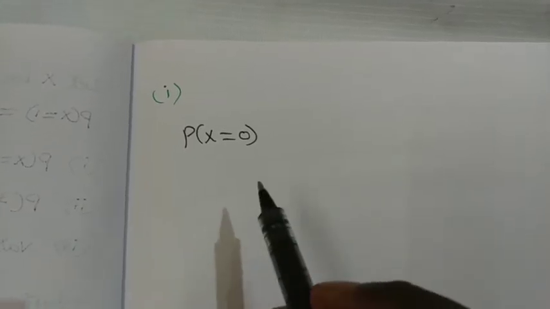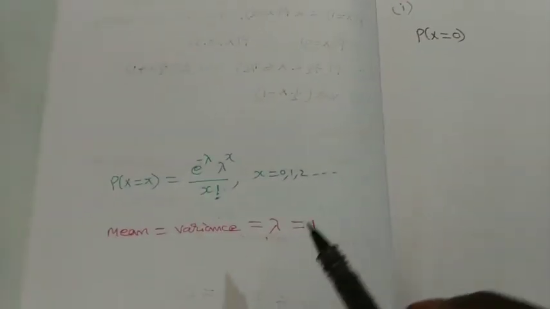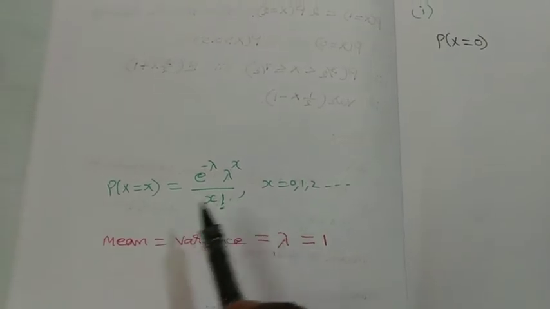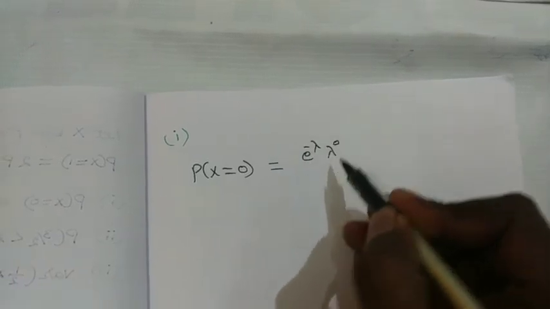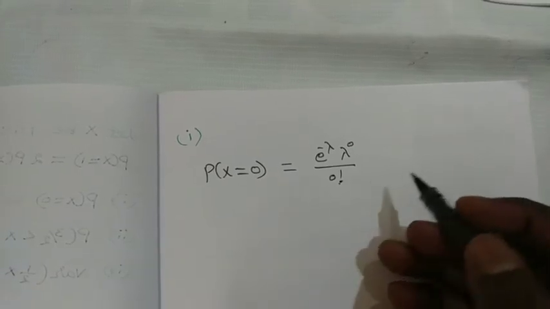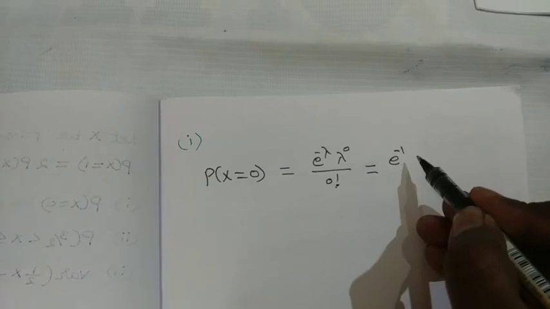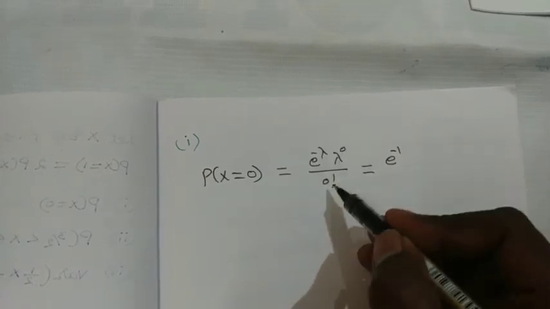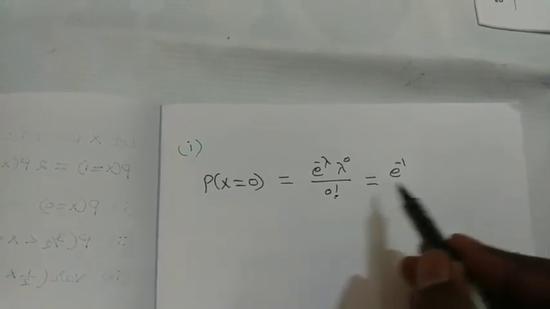Okay, so next I am going to find P(X = 0). Now in the Poisson distribution, x = 0 means e^(−λ) λ^0 / 0!. But we already found the λ value is 1. Therefore, e^(−1), and λ^0 and 0! both have the value 1. So P(X = 0) is e^(−1). So the first question is over.